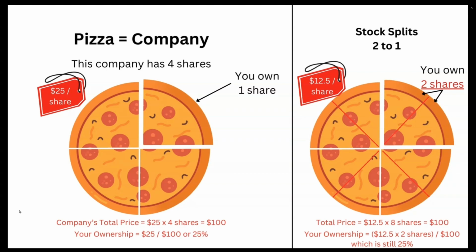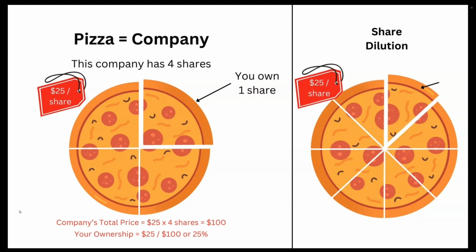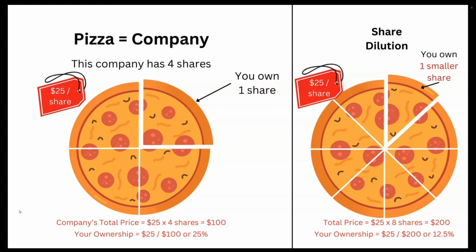On the other hand, when the company issues more shares, the price of the stock remains the same at $25 per share. The number of shares you own remains unchanged at 1, but it's a smaller piece. The total price of the company increases from 100 to 200 because the number of shares increases. Since you still own one share, your ownership is reduced to 12.5%. You have been diluted.